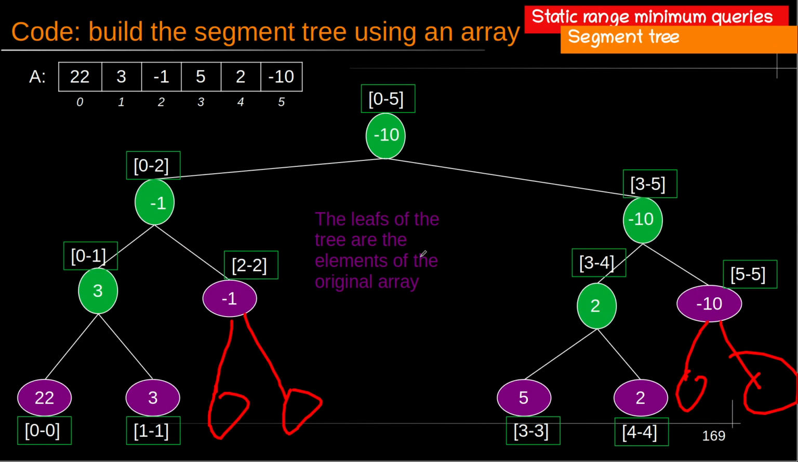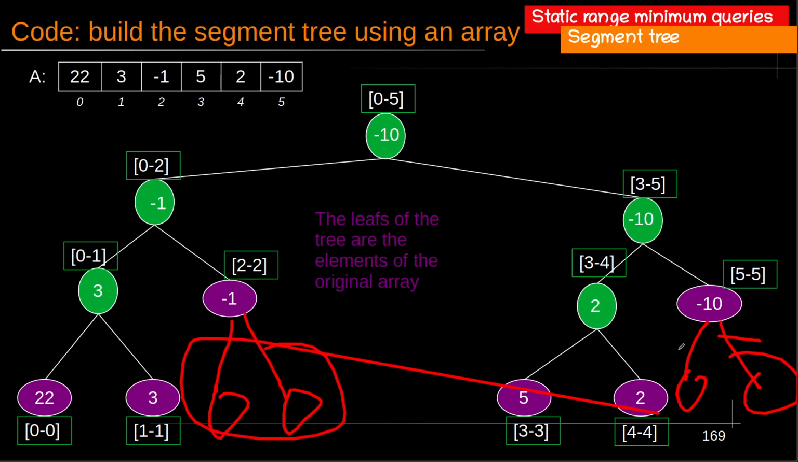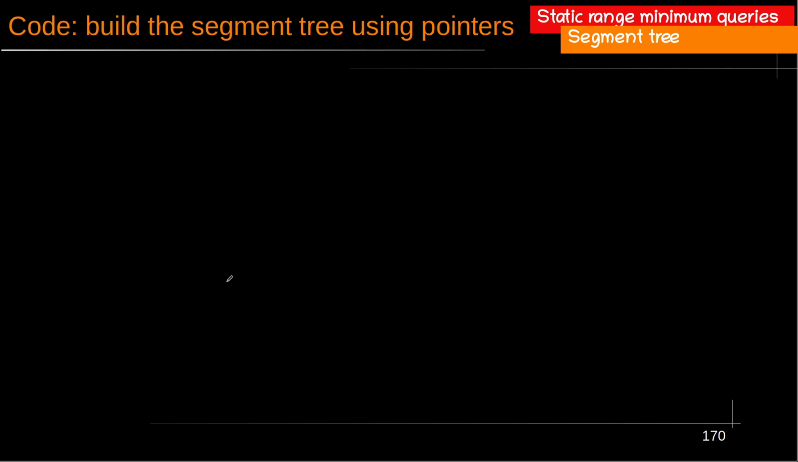Using an array to build the segment tree, we have wasted space, as we have seen in the previous code. That's one. As you see, for the same example here, I have some extra nodes, this one and this one. We can reduce the space by using pointers. We're going to build a segment tree using pointers, not an array.